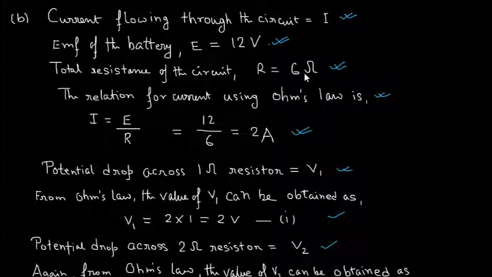Potential drop across 1 ohm resistor is equal to V1. From Ohm's law, the value of V1 can be obtained as V1 is equal to 2 into 1 is equal to 2 volt. Equation number 1.